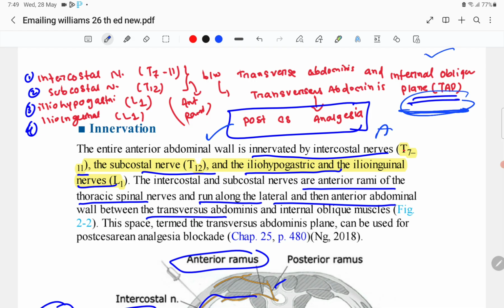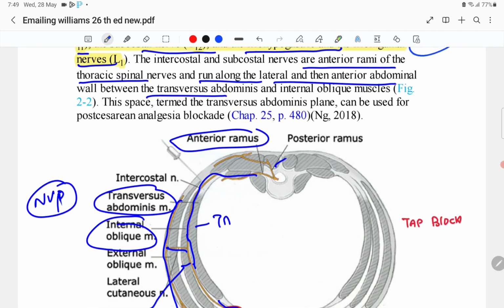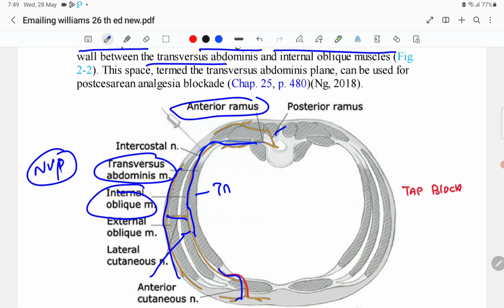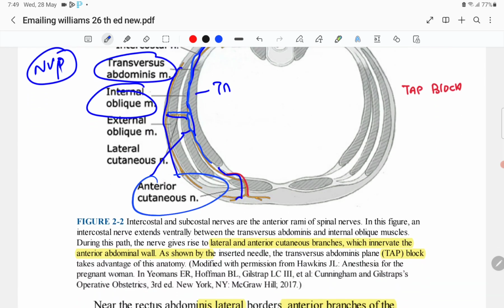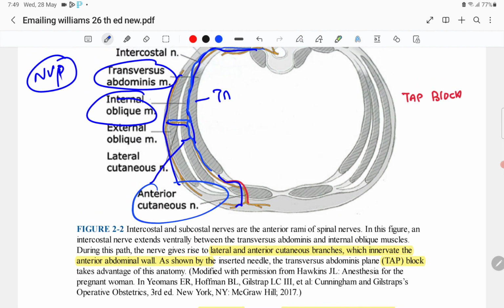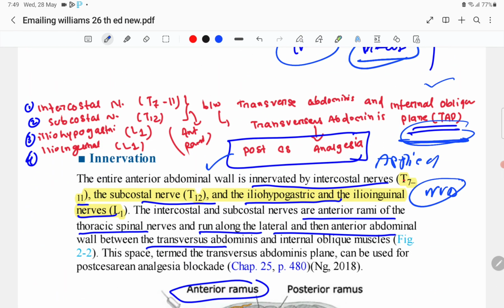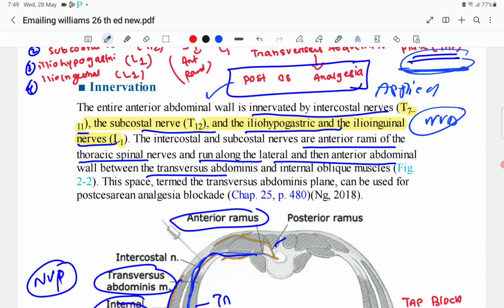The applied anatomy is that the post cesarean analgesia blockade is given between the neurovascular bundle of this anterior abdominal wall, between the internal oblique and transversus abdominis muscles. Actually these intercostal and subcostal nerves originate from the anterior ramus, then are drawn laterally, give a branch to the anterior lateral cutaneous branch of the anterior abdominal wall, then go forward and give an anterior cutaneous nerve branch to the anterior abdominal wall. So basically the block given here between the two muscle layers is very important, because during gynec surgery or any post cesarean the transversus abdominis plane block can be used for the blockade.